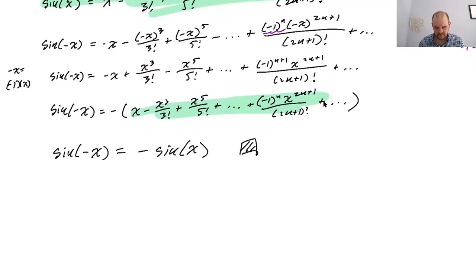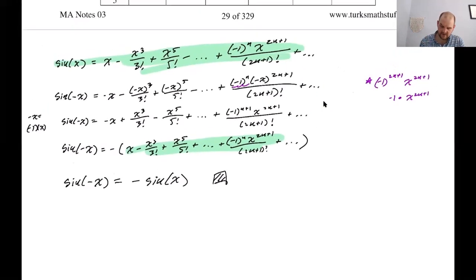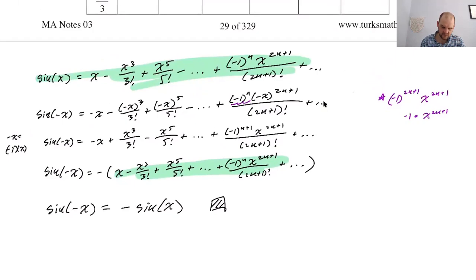You don't really need to do that. But this is a much more algebraic proof. It uses the concept, right? f of negative x equals negative f of x. We could do it for cosine too.